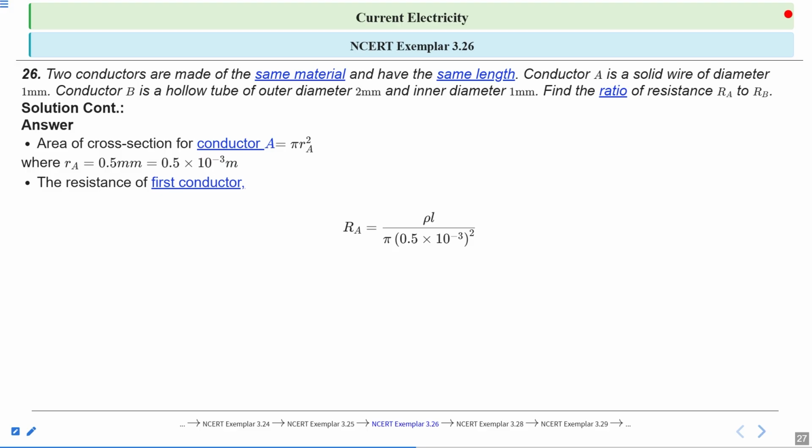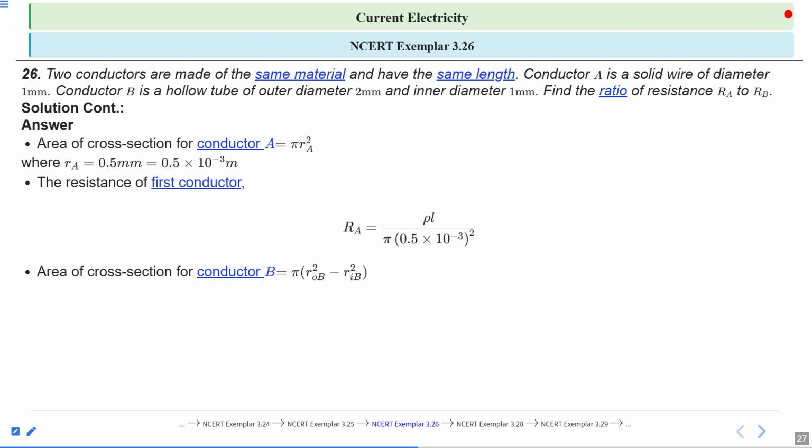Resistivity for both the conductors will be the same because they are made of the same material, and the length will be the same. So we will put only the area here. The area will be pi r square. So RA becomes rho L upon pi RA square. What is RA? 0.5 into 10 to the power minus 3. So RA square.